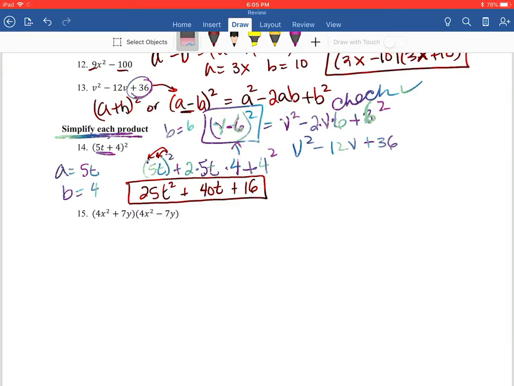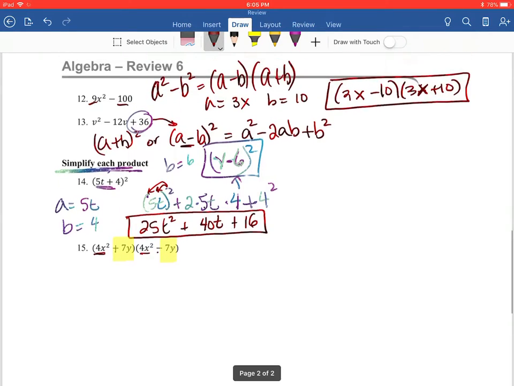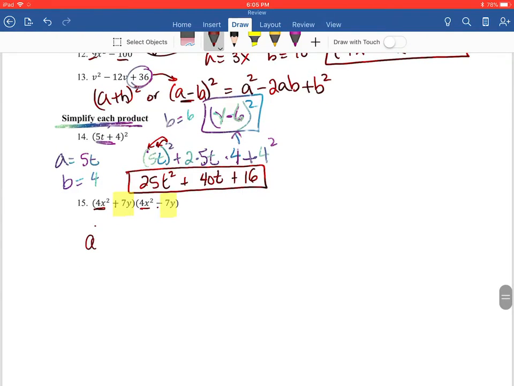Problem number 15. I'm going to just erase that just so that I have a lot of extra room. All right, problem number 15. I notice that this is a plus and that's a minus. If my A value, if these first two terms are the same, and then these second two terms are the same, then I know that I'm using this special case rule here. Okay? So this is going to be the A squared minus B squared.